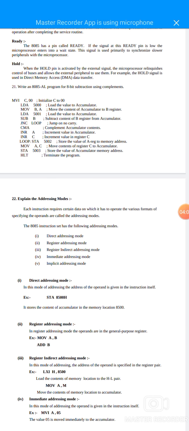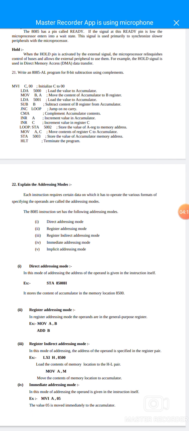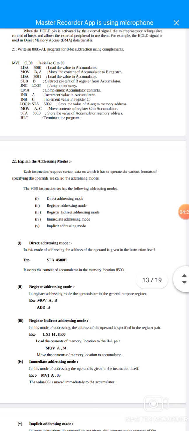CMA: complement the accumulator content. INR A: increment the value in the accumulator. INR C: increment the value in register C. Loop: STA 5002: store the value of the A register to the memory address. MOV A,C: move the content of register C to the accumulator.